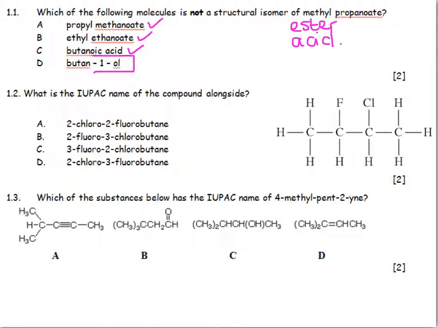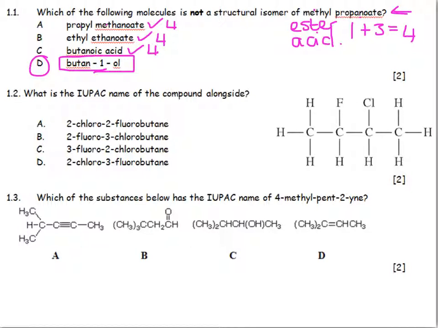The alcohol cannot be a structural isomer of an ester, so that kind of makes sense. Just double checking. Methyl propanoate is 1 carbon in the methyl, 3 carbons in the propanoate, so it's 4. Propyl methanoate is 4, ethyl ethanoate is 2 plus 2, 4, butanoic acid is 4. So they all seem very reasonable, and the answer is D.